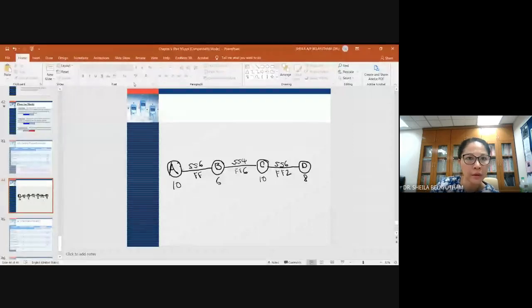Okay, so let's start calculating the forward and also backward pass. So basically in simple rule, if it's one line, all activities will be critical, but we'll go through later. But if it's simple one line, all activities will be critical in this project. Okay, let's start with activity A.